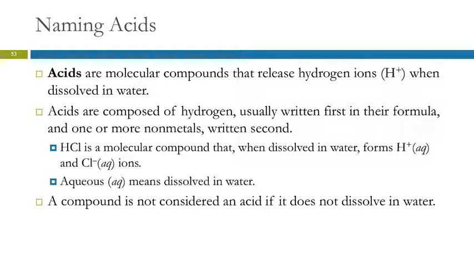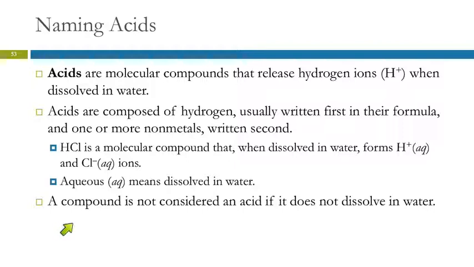Now, is H2O an acid? No. We don't name it as an acid, no. HCl. HCl is a molecular compound. It's formed of 2 nonmetals, and so it can be named as a molecular compound. In its pure form, it would be a gas at room temperature, and it would be called hydrogen monochloride. When it's dissolved in water, it forms hydrogen ions and chloride ions. The AQ here means aqueous, dissolved in water. So when it's dissolved in water, it's named as an acid.